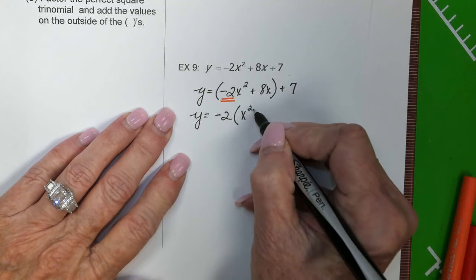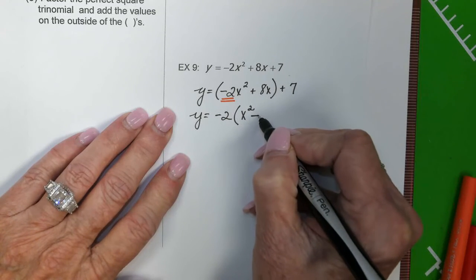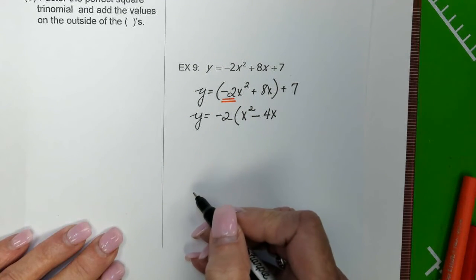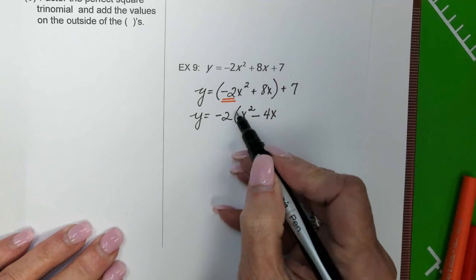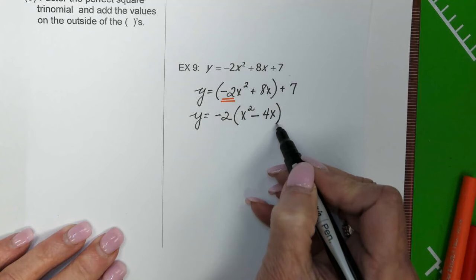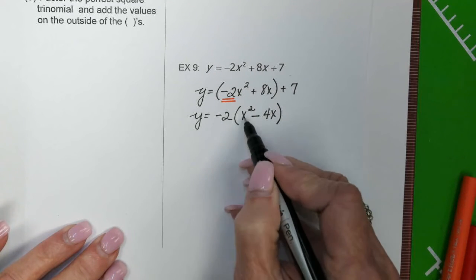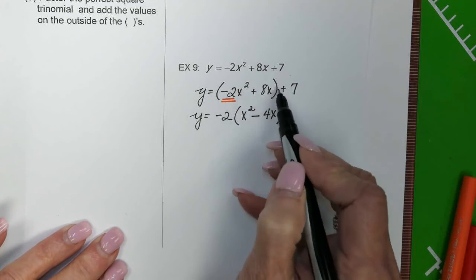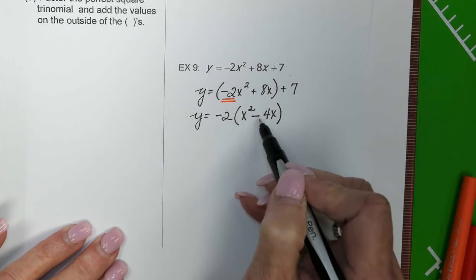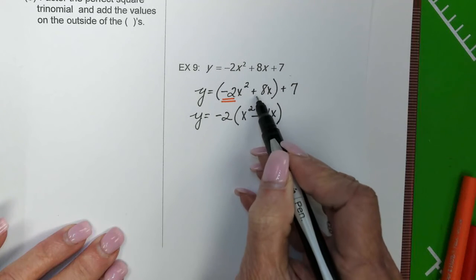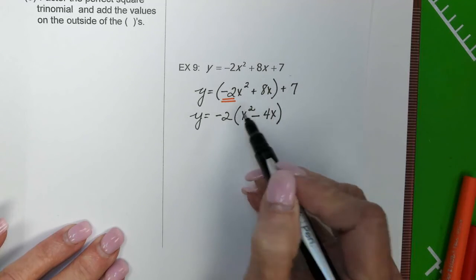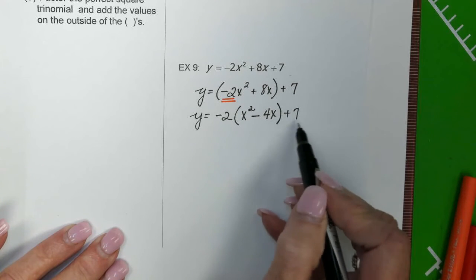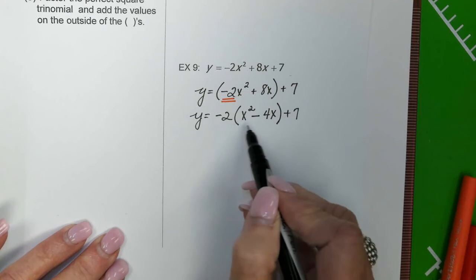Leaves me with x squared minus 4x. Because when I multiply that negative 2 back into these parentheses, I'm going to put a parenthesis right here for now. Whenever I multiply this back, I should get this right here. So you can check yourself as you go. If I didn't change that sign, when I multiplied it, I'd get negative 8x. You see? All right. Now, I've got this plus 7 out here. I really haven't changed anything to have to adjust this 7. I just factored out negative 2.